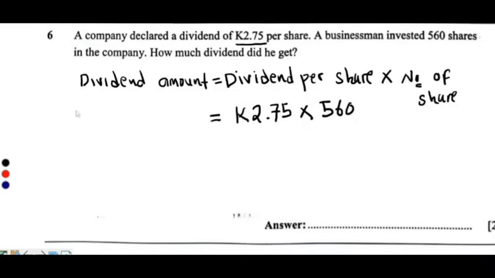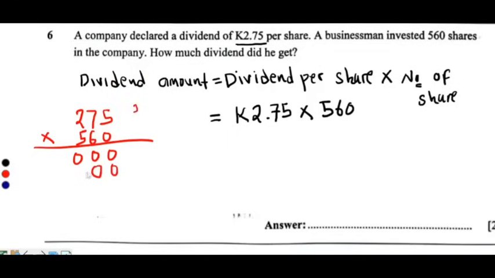Okay, so we are going to say 275, okay, times 560. So from here we say 000, because 0 times 5 is 0, 0 times 7 is 0, 0 times 2 is 0. So I'll put a 0 here. 6 times 5 it's 30. I'll write 0, I'll carry a 3. 6 times 7 is 42. 42 plus 3 is 45. So you write 5, we carry a 4. 6 times 2 it's 12. 12 plus 4, we are going to have a 16.